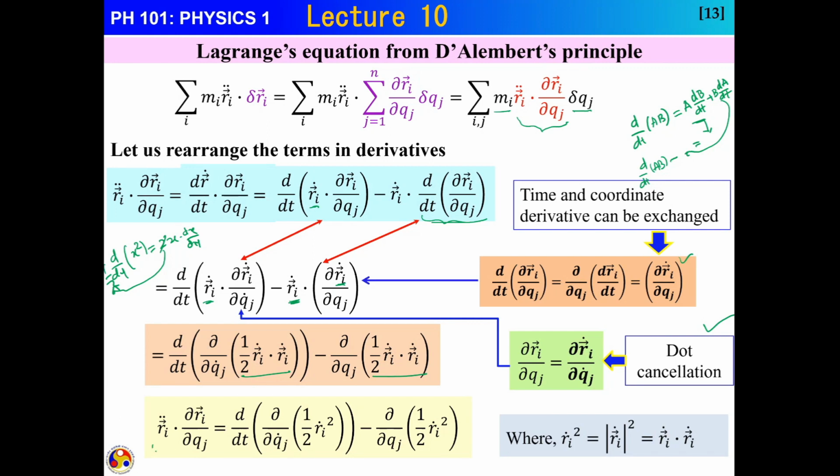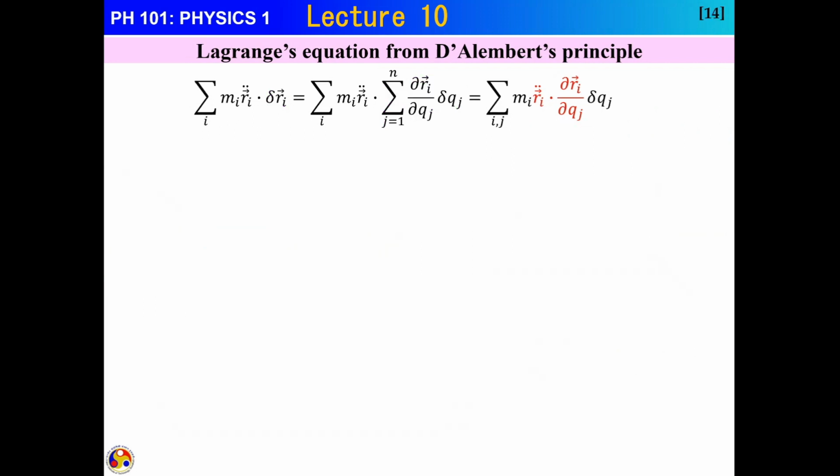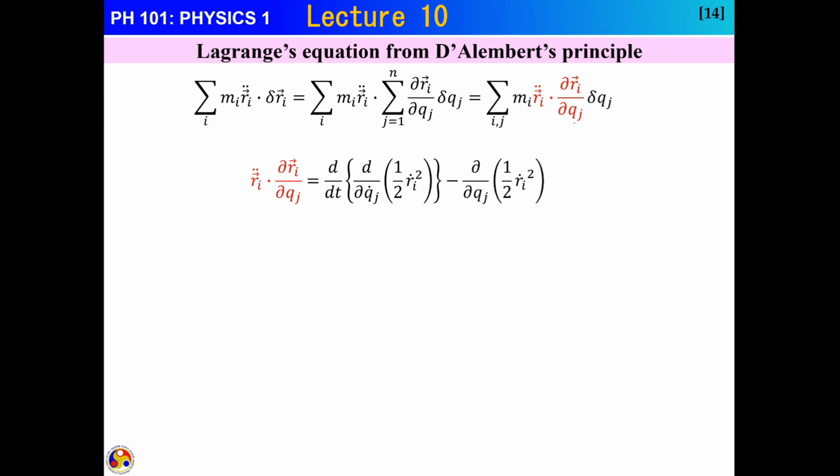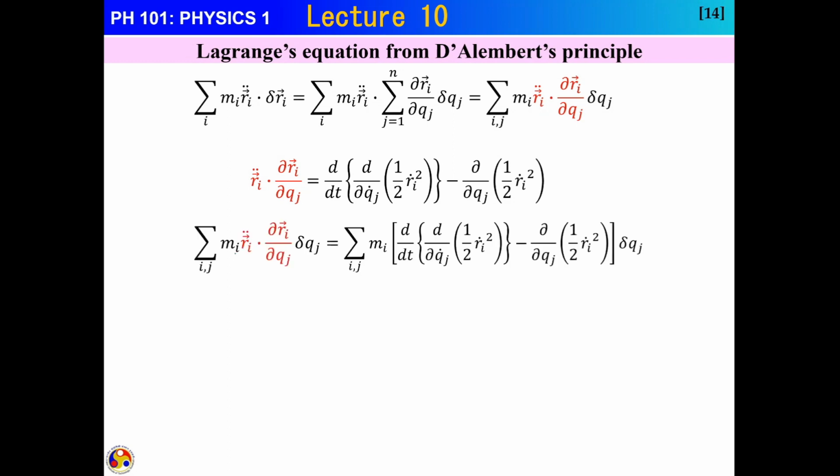Now let us substitute this part in this situation. Now what is coming? We have the solution, a different functional form of this. Let's put it here. That will give us m and the whole term in the bracket, and the virtual displacement. Since m is constant, I can move it here as well as here.